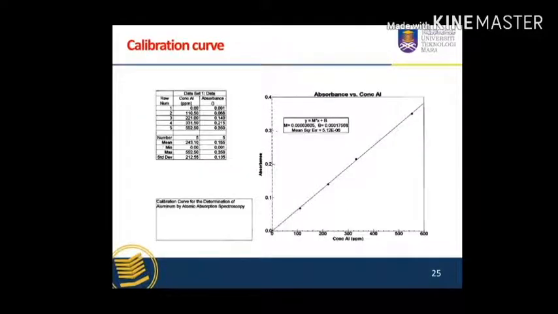Okay, this is a sample of a calibration curve here. In this study, they use a 5-point calibration curve. The first one is 0, the second is 100, the third is 200, the fourth is 300, and finally 500 ppm of the aluminium sample. When we construct a calibration curve, we have a straight line here. So when we want to analyze the unknown sample, we will know its concentration by just using the equation from the calibration curve.